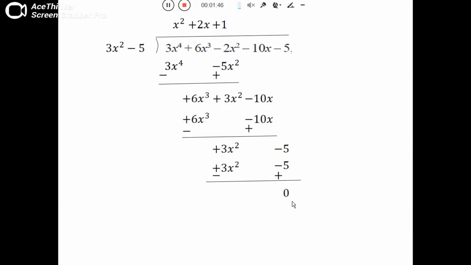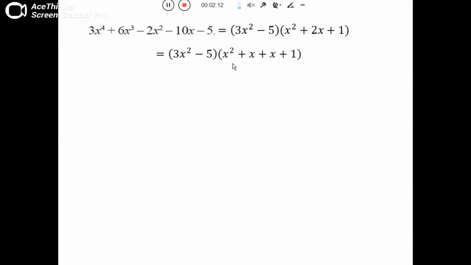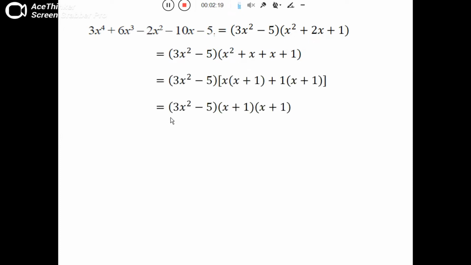This remainder 0 tells you that this 3x^2 minus 5 is a factor of this dividend. Now this dividend 3x^4 plus 6x^3 minus 2x^2 minus 10x minus 5 can be written as 3x^2 minus 5 multiplied by the quotient x^2 plus 2x plus 1. Now let us factorize this quotient. By splitting the middle term, you will get the factor of this is x plus 1 into x plus 1.